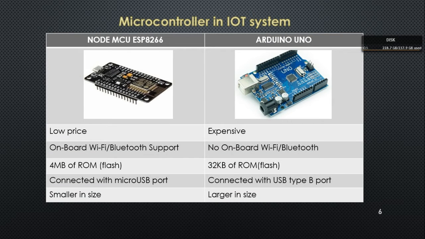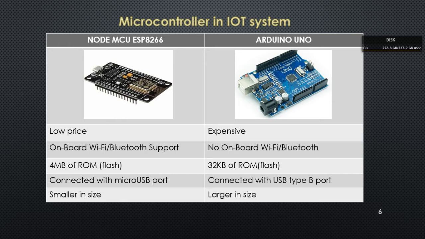NodeMCU and Arduino Uno. First, NodeMCU is cheaper than Arduino Uno. NodeMCU costs around 40 ringgit, but Arduino Uno costs around 70 ringgit. Second, NodeMCU has onboard Wi-Fi and Bluetooth support, but Arduino Uno does not. Arduino Uno must add an external component to get a Wi-Fi connection. NodeMCU has 4 MB of ROM, but Arduino Uno has only 32 KB of ROM.